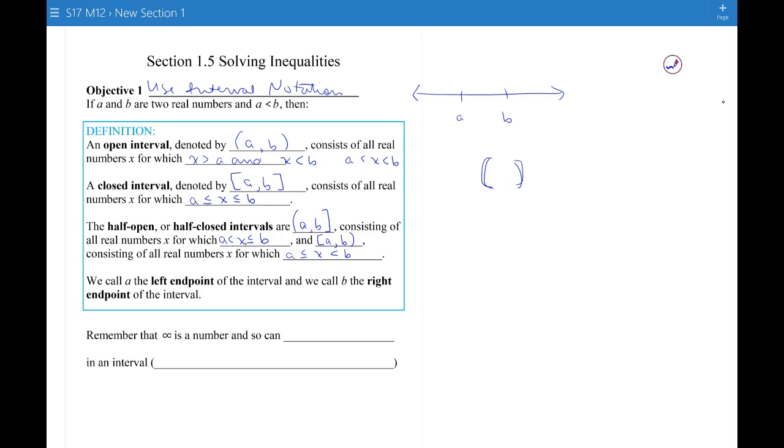And infinity is not a number, and so cannot be included in an interval. So infinity is not a number. So for the right arrow on the number line, we use a curved parenthesis. For the left endpoint, if it's negative infinity, we use the symbol negative infinity and a curved parenthesis to say this interval keeps on going forever. So never use the square bracket with infinity or negative infinity.